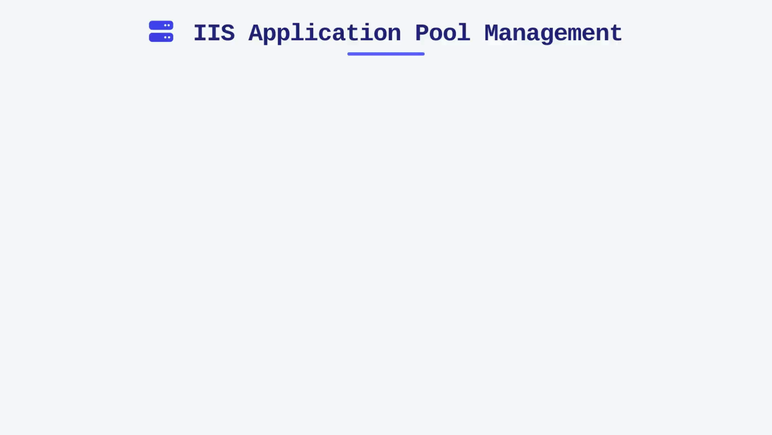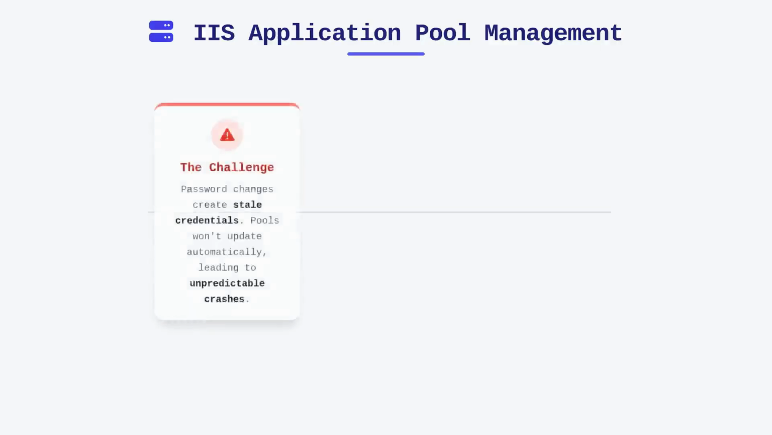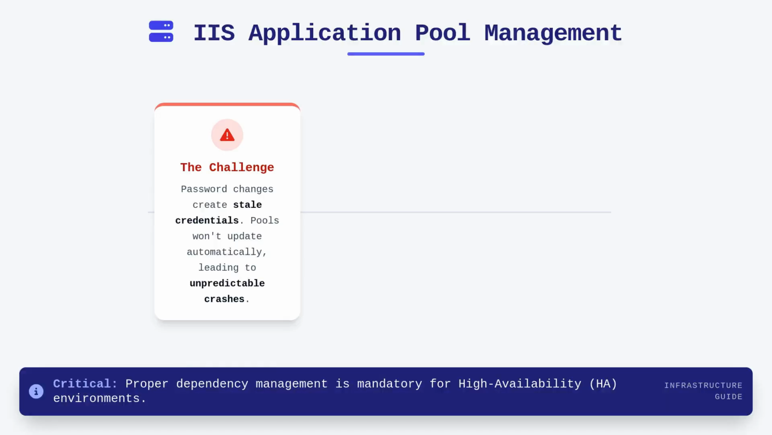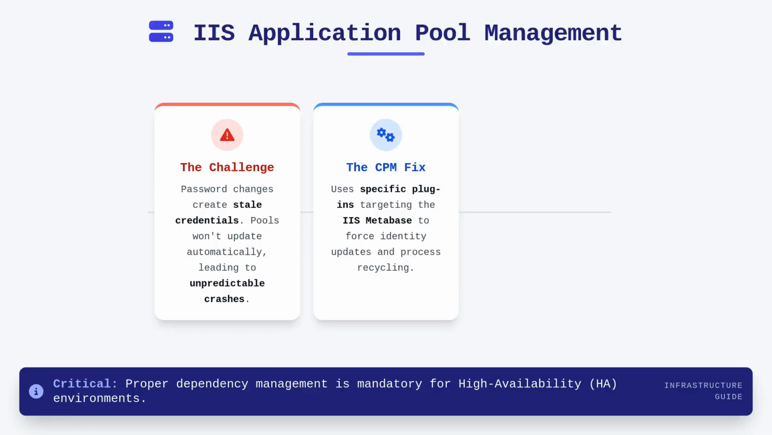The management of Internet Information Services application pools is a distinct challenge compared to traditional Windows services. When a password changes, the application pool identity must be updated and the process recycled for the new credentials to take effect. If you do not configure the dependency management properly, the application pool will continue to run with the stale credential until someone manually restarts it. In a high availability environment, this could create unpredictable results, especially if the service crashes upon the next recycling event.